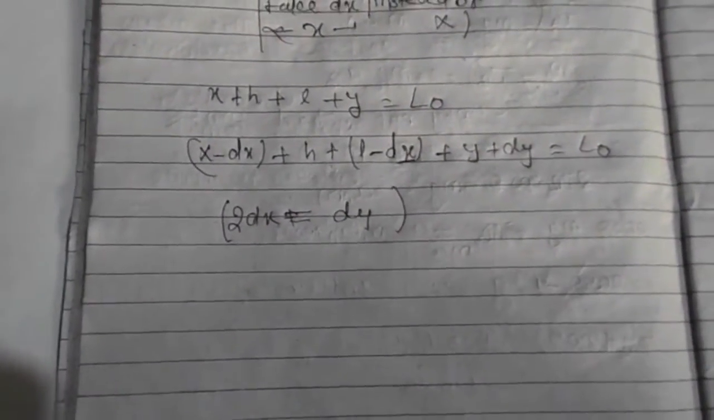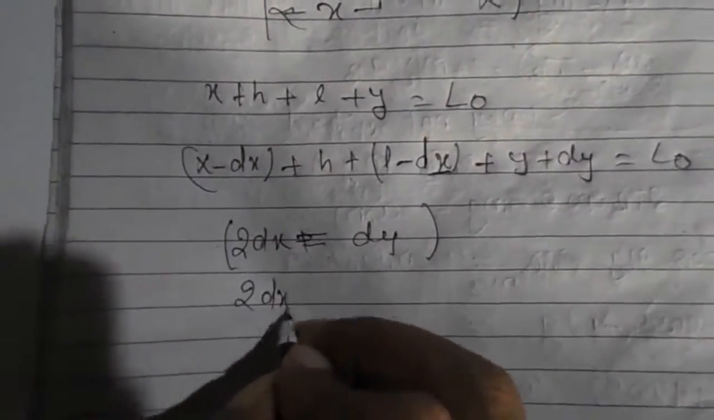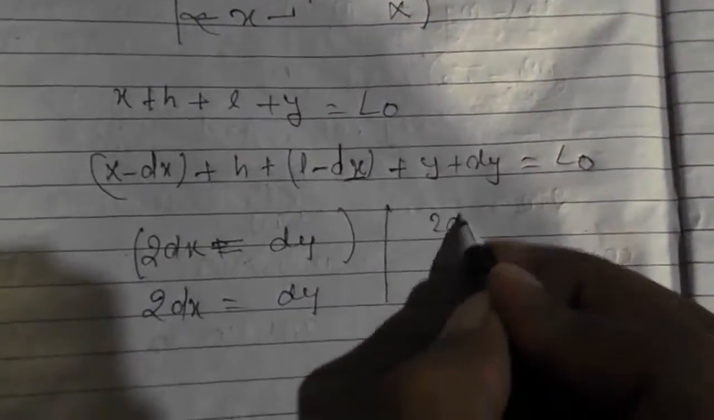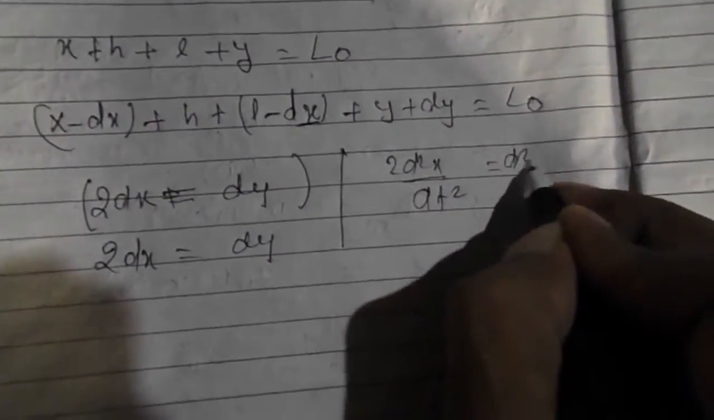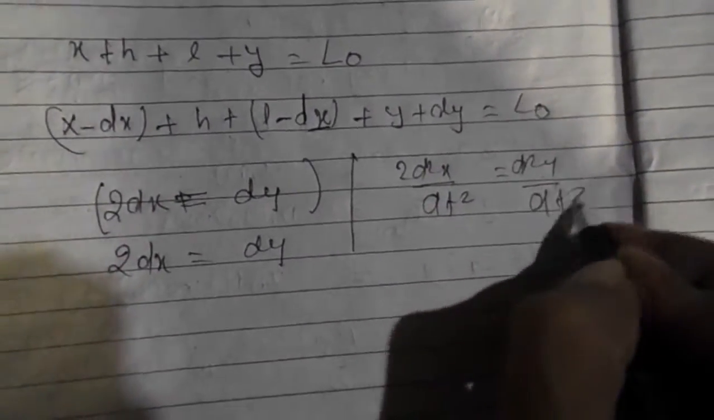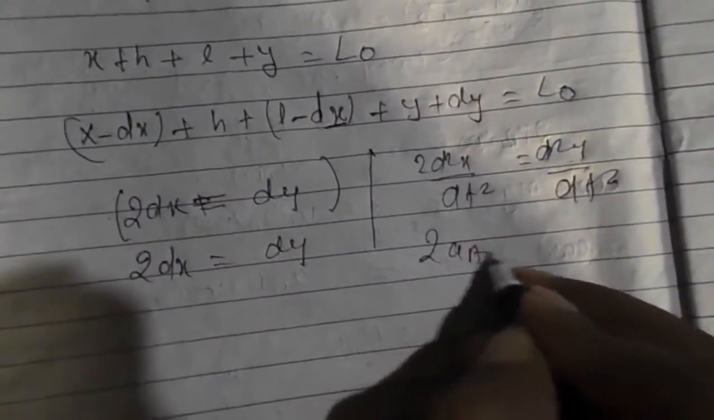So it is simple to interpret. Okay guys, so 2 dx is equal to dy. So from this, what can I write now? Let's suppose this is b, this is a. It is given here, this is b, this is a. So 2 into acceleration of a is equal to acceleration of b.